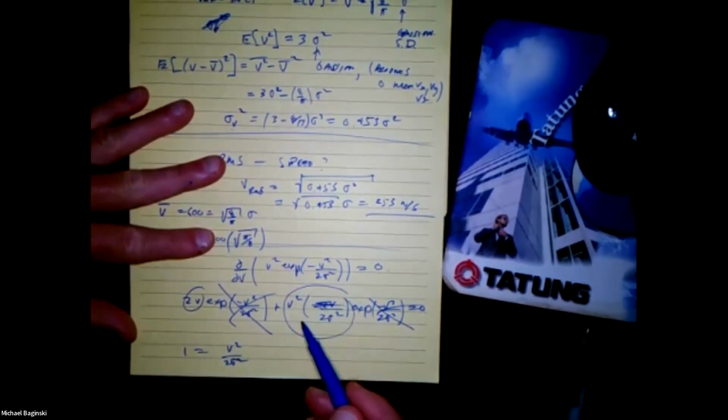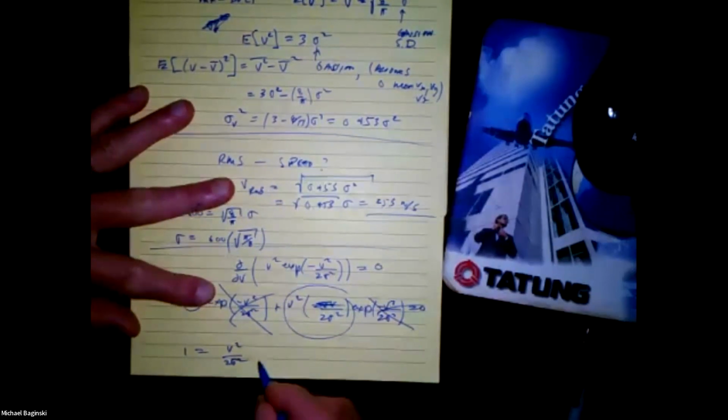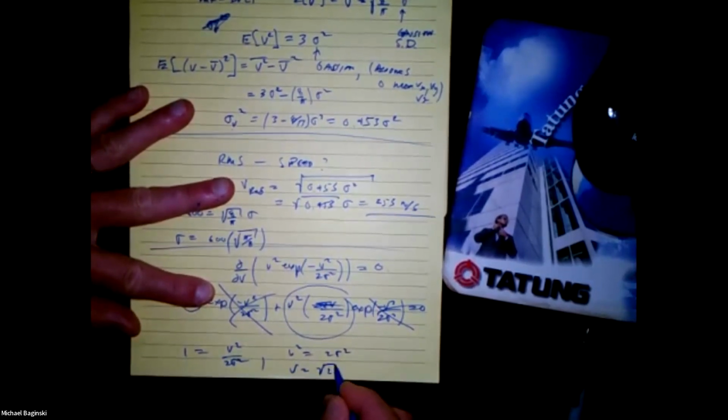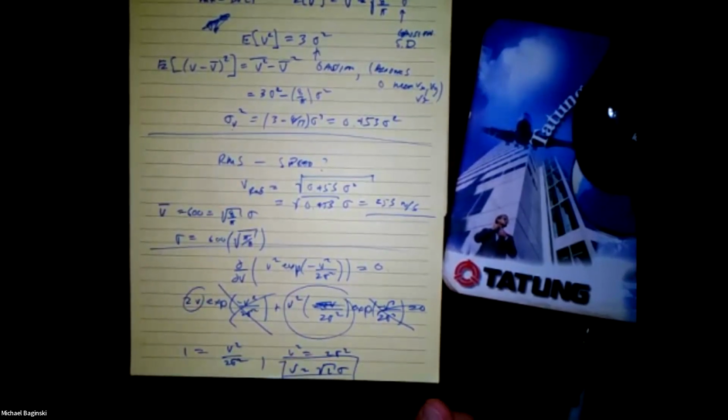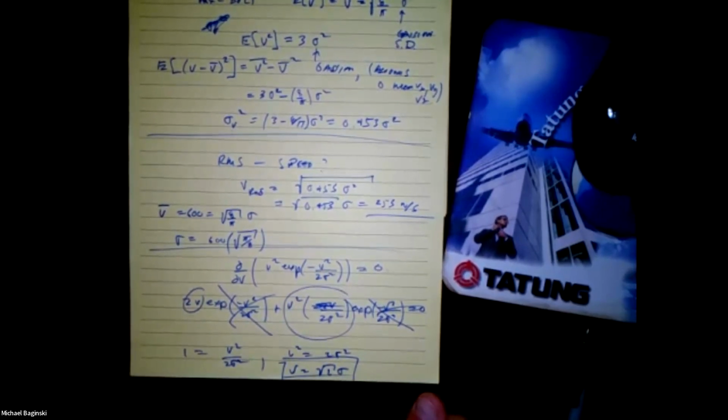Just take this stuff and rearrange it. You're going to see you get this. Everybody with me? All right. So what's v going to be? Well, v squared is equal to 2 sigma squared, or v is the square root of 2 sigma. That is the most probable velocity. Thank you, Trent.